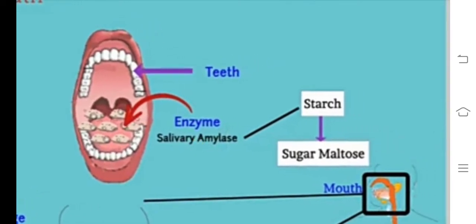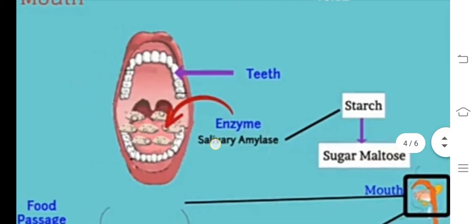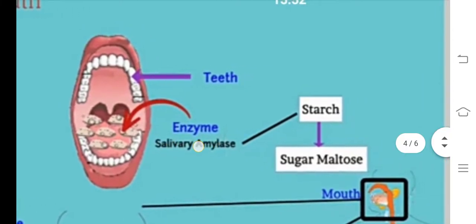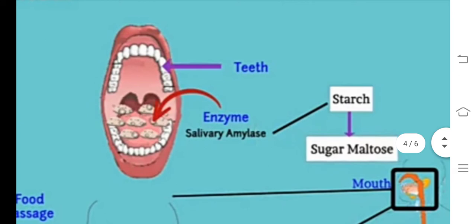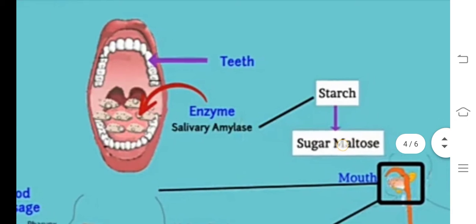First, let us know about saliva. What is saliva? Saliva is a juice containing an enzyme, salivary amylase. Very, very important, children. What is the function of salivary amylase? It helps to break down starch into sugar. That sugar is called maltose. What is that, children? Maltose.